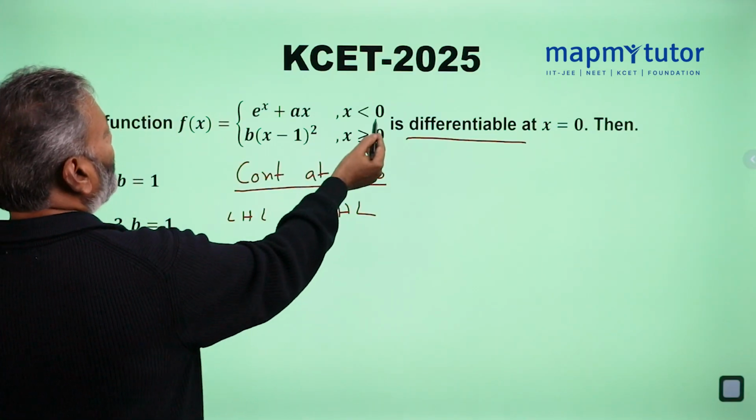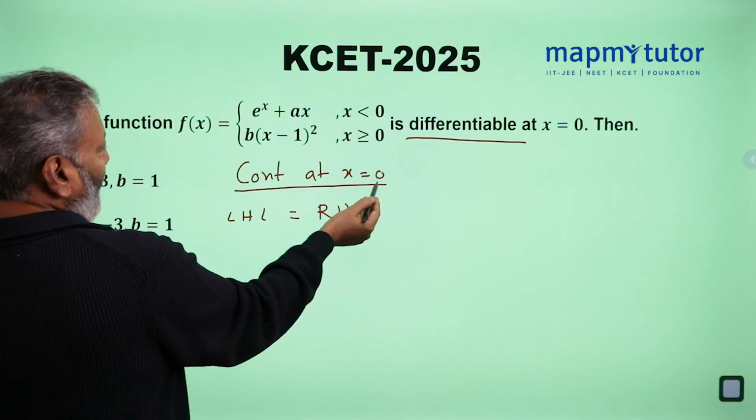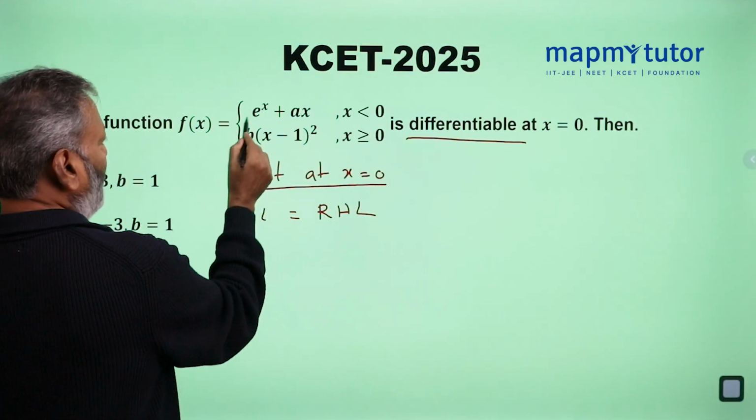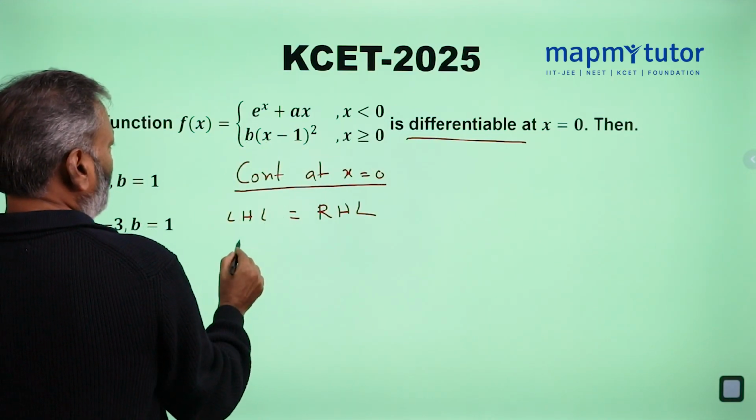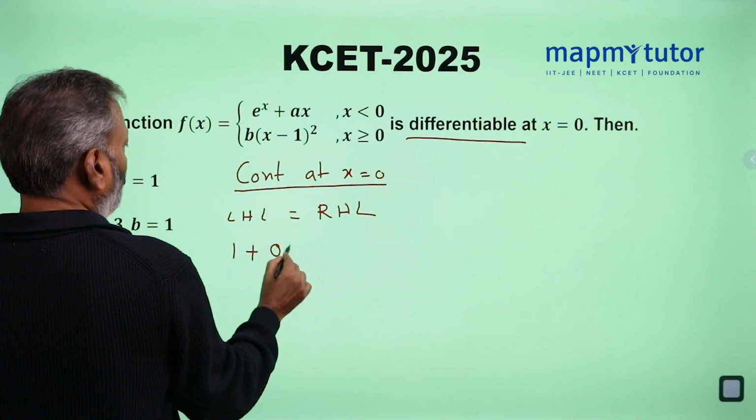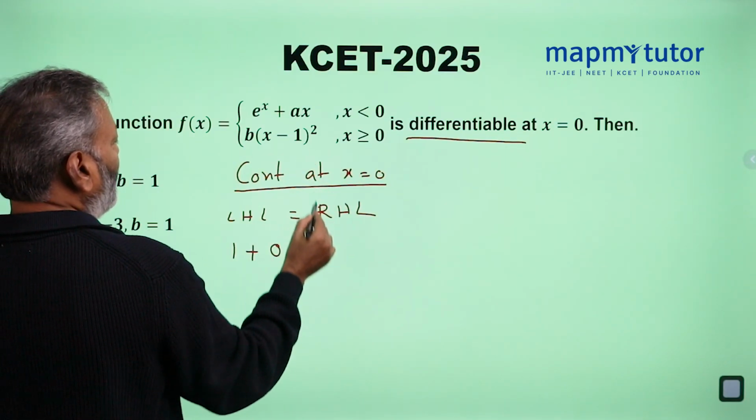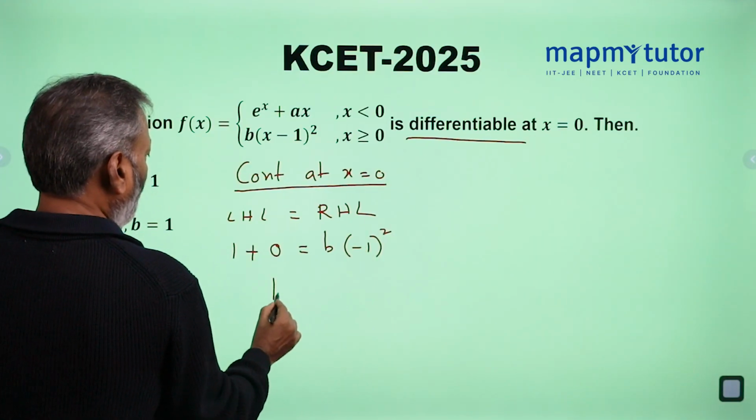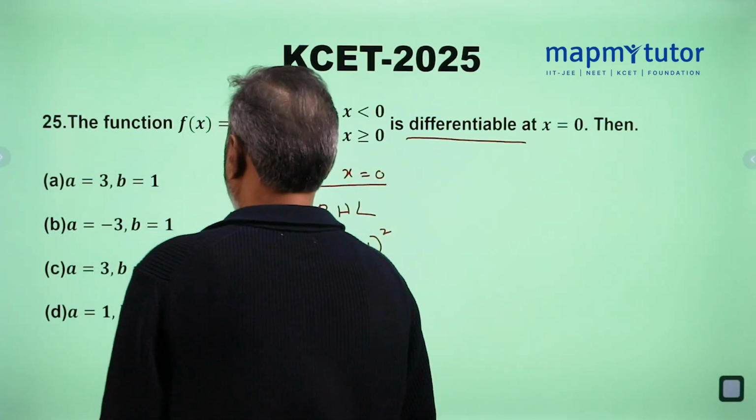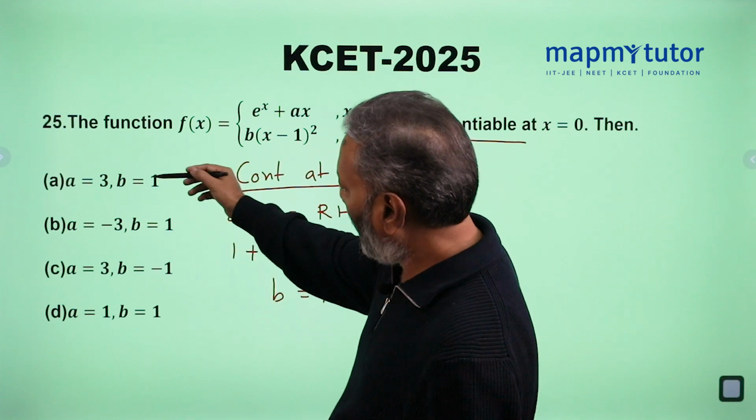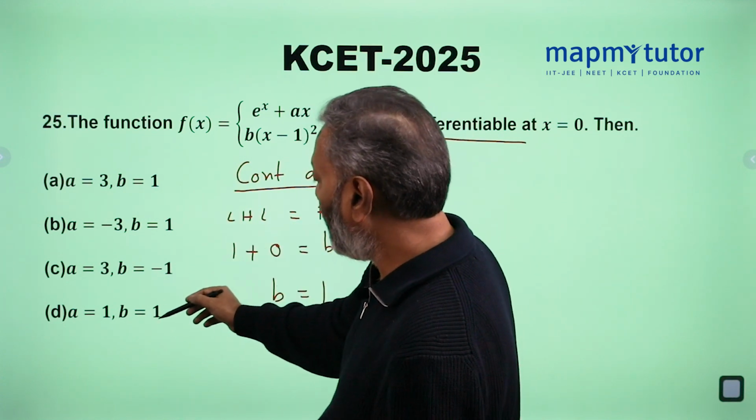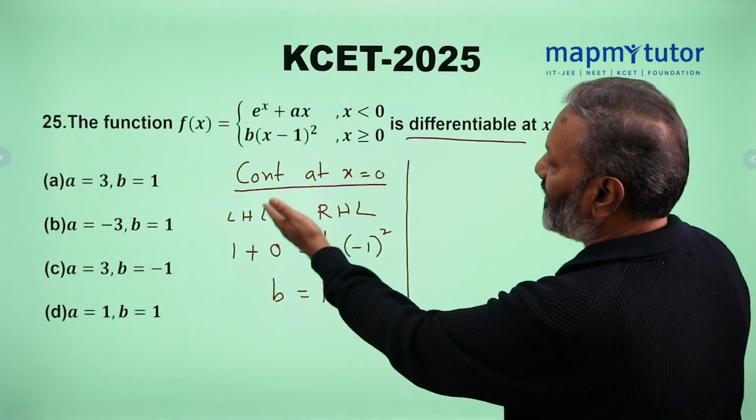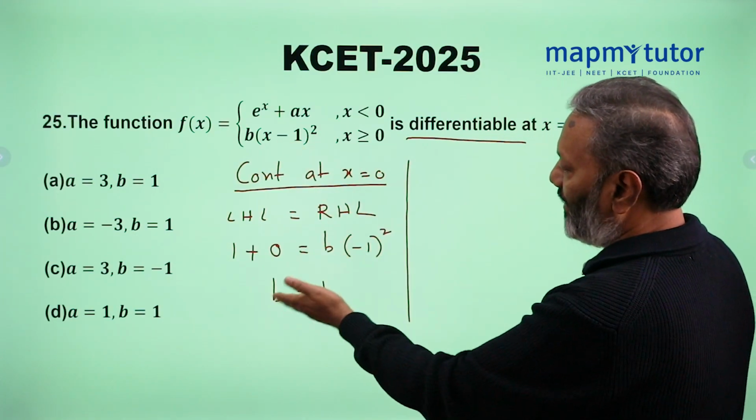What is LHL? Simple. For less than 0, because at x equal to 0, LHL means left neighborhood of 0, that is less than 0. Put x as 0. E power 0 is 1 plus a into 0 is 0. For RHL, we have to use this definition. B into (0 minus 1) whole square. Clearly, B is 1. Let me check. Option A, option B, or even option D also have B equal to 1. Not enough. So, B equal to 1 is there in the three options A, B and D.